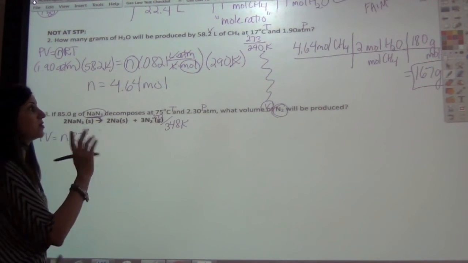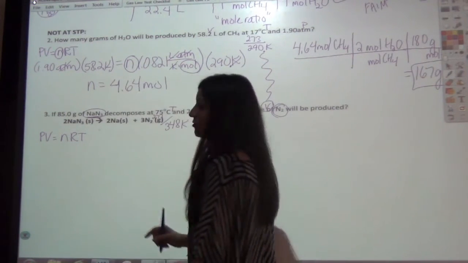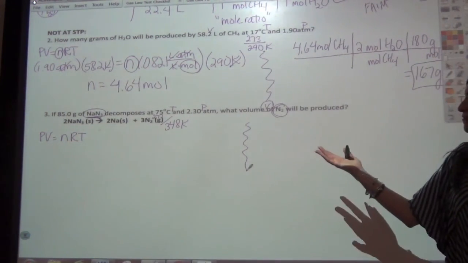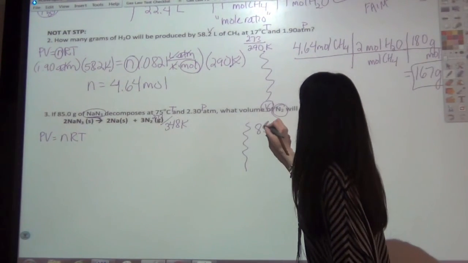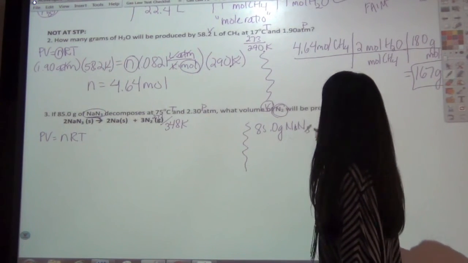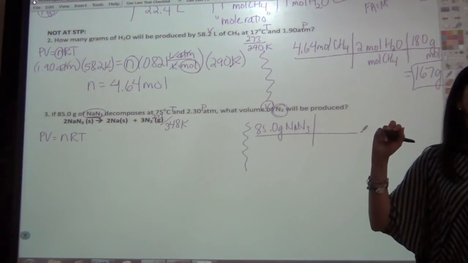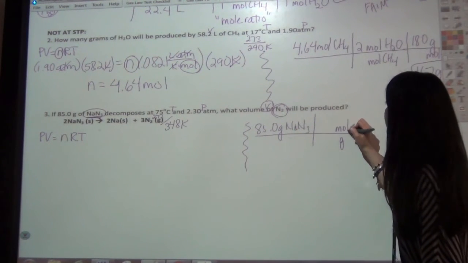If you have two unknowns, we're going to do the Stoich first, and then we're going to come back and use Vintner, okay? Because we can't fill everything in right now. So I'm starting with 85 grams of the NaN3, and I'm going to throw in a bridge. Where do you go from grams? To moles. Awesome. So I'm going to go grams to moles.